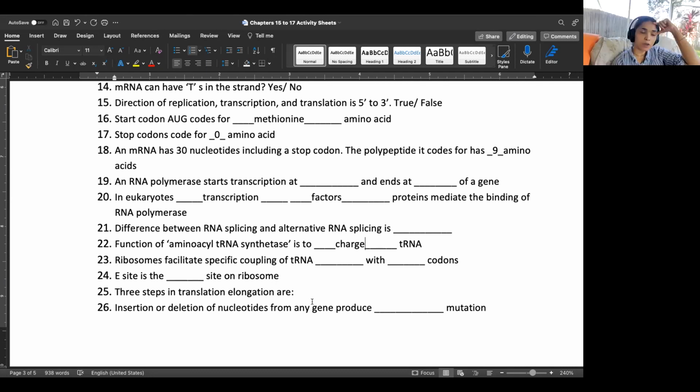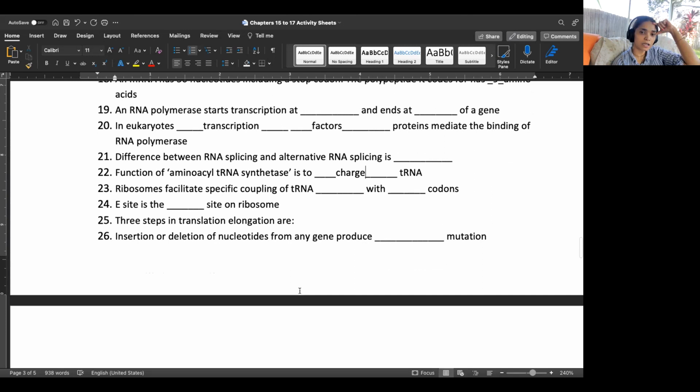Wonderful. And that is a process. I do not want to get into it. Make sure that you watch the video, guys, of translation elongation. If it is not done in my videos, make sure that you go to YouTube and watch the translation elongation process. Okay, next.